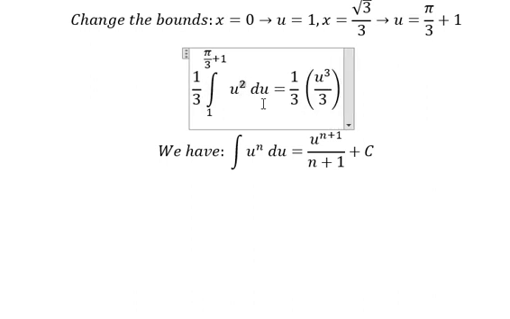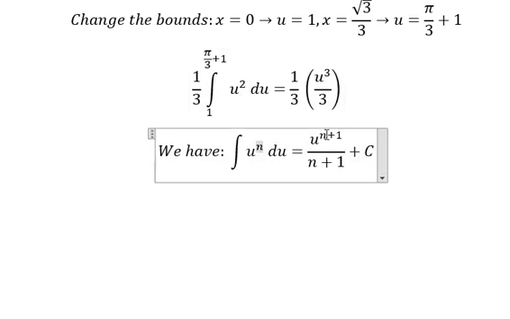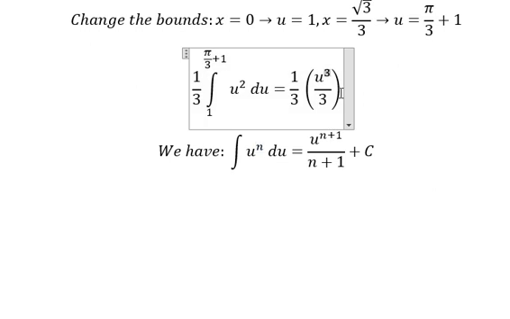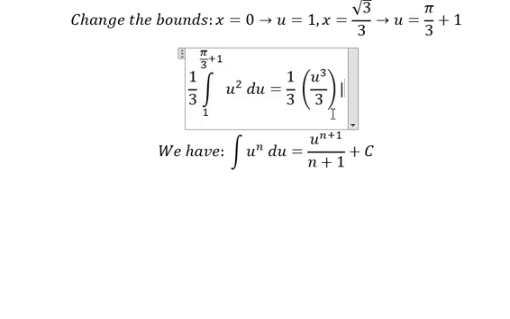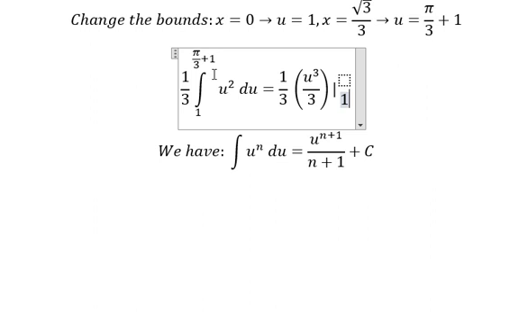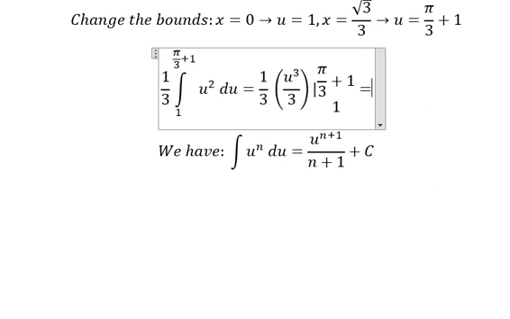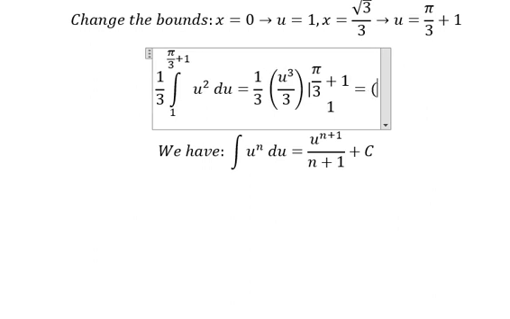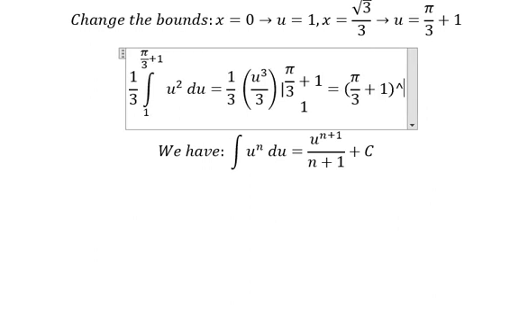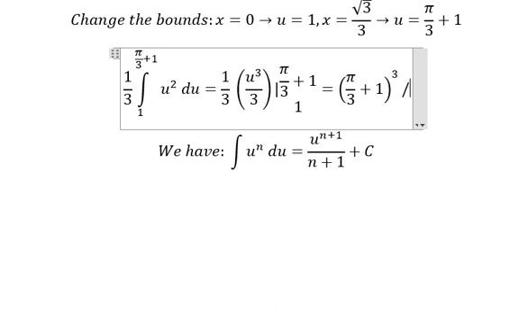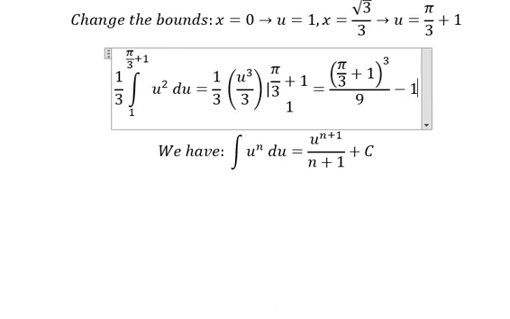So I will put 2 in here. 2 plus 1, we have 3. And now we put the bounds from 1 to 3 over 3 plus 1. And now we have the final answer. 3 and 3, we have 9, minus 1 over 9.